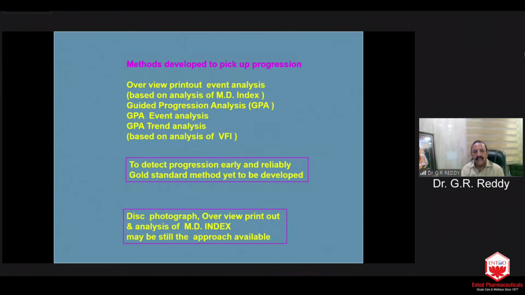Once the glaucoma is diagnosed, our aim is to set the target IOP. So target IOP depends on the location of the field defect, extent of the field defect, depth of the field defect, direction of the field defect, and foveal split status. All these things will help you to set the target IOP.